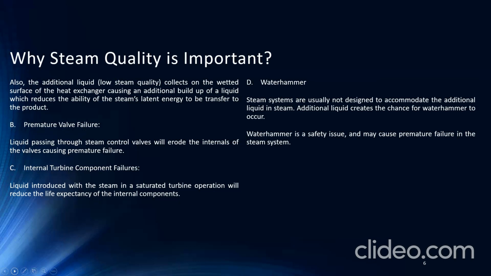Letter C. Internal turbine components failure. So liquid introduced with the steam in a saturated turbine operation will reduce the life expectancy of the internal components. Letter D. Water hammer. Steam systems are usually not designed to accommodate the additional liquid in steam. Additional liquid creates the chance for water hammer to occur. Water hammer is a safety issue and may cause premature failure in the steam system. These are the bad effects on the piping.